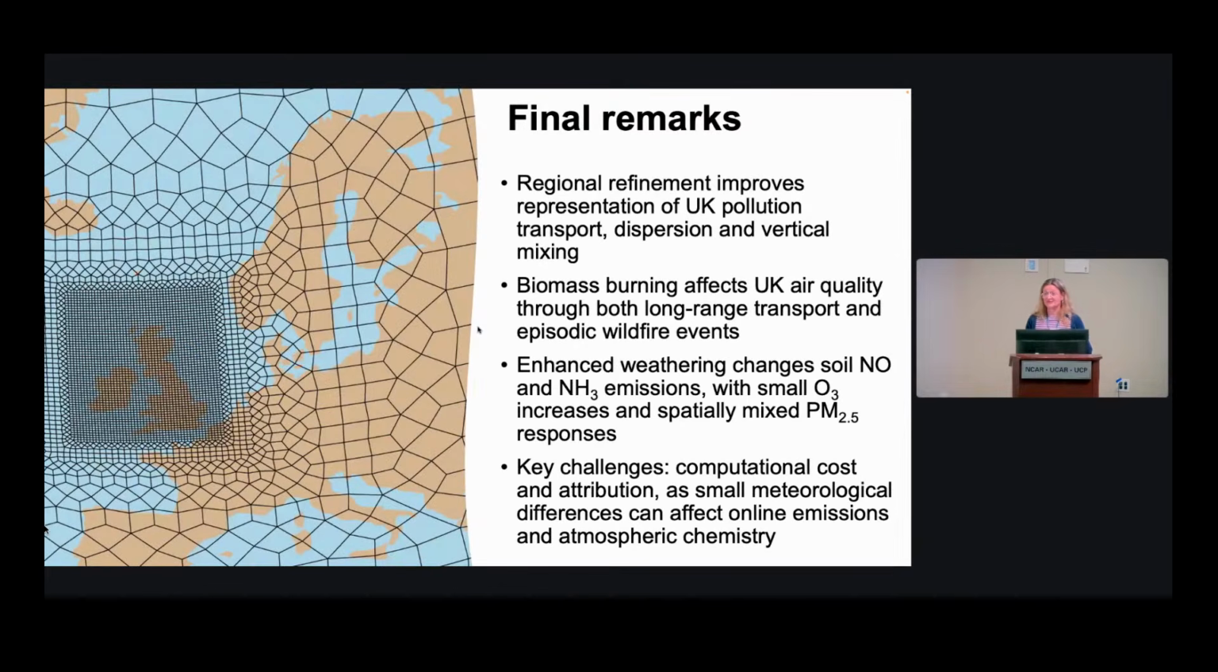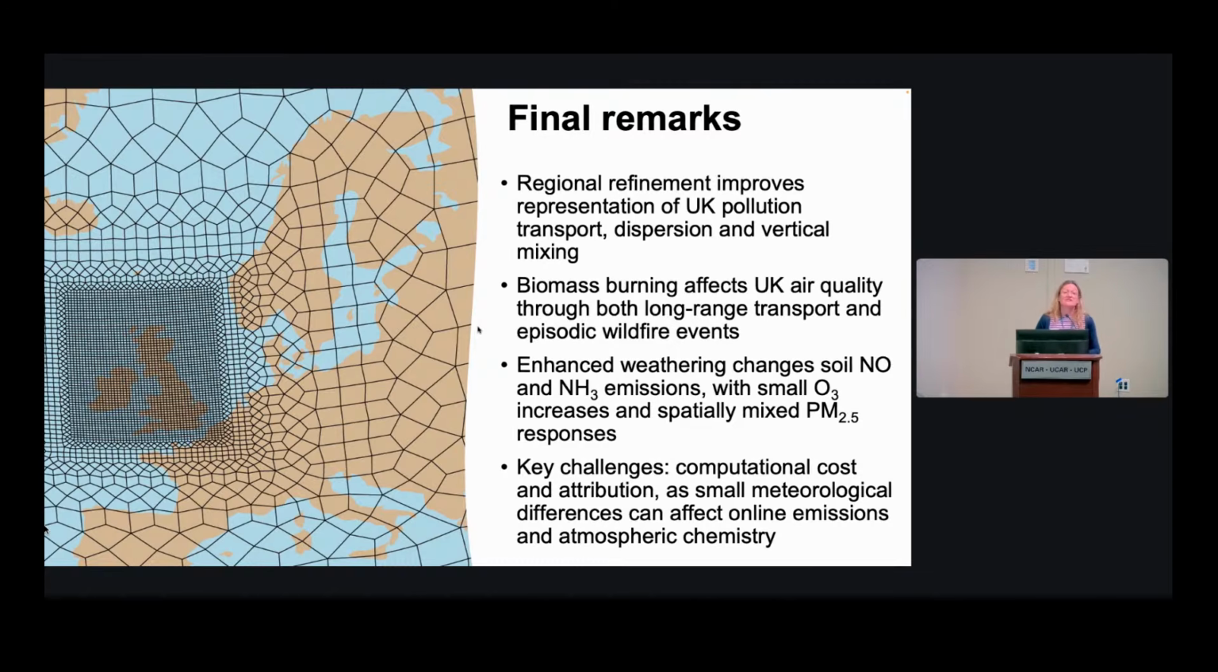So anyway, this is my final slide. I don't know how I am doing with time. I'm okay. So we have our regional refined grid in the UK, and it's available on ARCHER2 as well as Derecho. We found that biomass burning affects UK air quality through long-range transport of pollution. We also look at episodic wildfire events, but I didn't have time to show that. In 2018, we had a massive fire in the UK, the longest on record, so we looked at how MUSICA simulated the plumes from this regional or local fire.